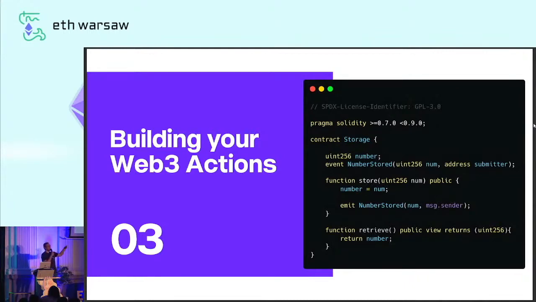Here we have a really simple smart contract, which, if you use the Remix editor, is automatically generated for you. But I added a small change. I added this event, NumberStored, which returns two things: the number that's stored and the address of who stored that number. And it is always emitted when we call this store function. So now that we have our smart contract, let's see how to build a Web3 action, or a backend for it.